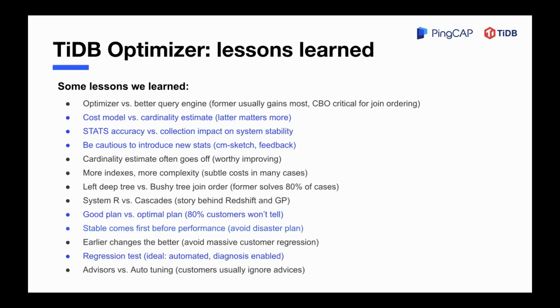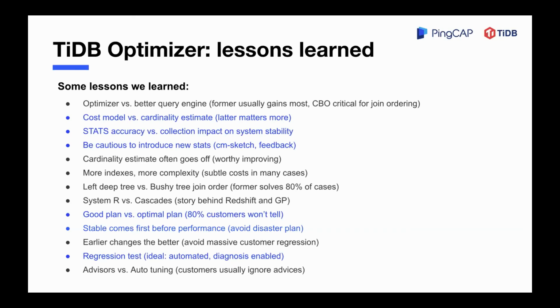Okay, next I will talk about some lessons we learned during the past 7 or 8 years of journey building TiDB and the TiDB Optimizer. I won't go through each of these, but I want to point out some. For example, I mentioned the cost model and the cardinality estimation, right? Here, the cardinality estimation is more important, as I already explained. That means if you have a good cardinality estimation, very likely you can get a good plan. That's very important. And the second thing is the stats. That's also the first thing I discussed during the talk.